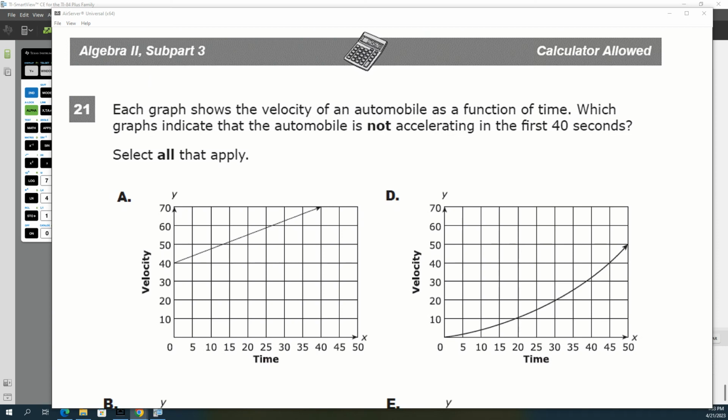All right, when I did the Google form, I did set 21 up incorrectly. This one is going to have three answers. I think on the form that would only let you pick one, but there are three answers.